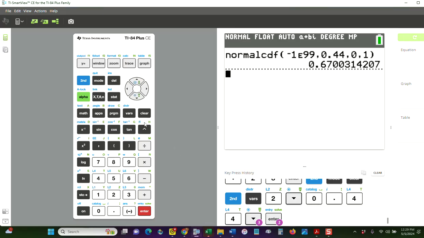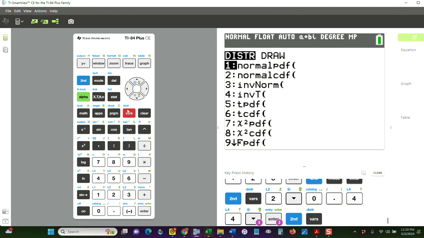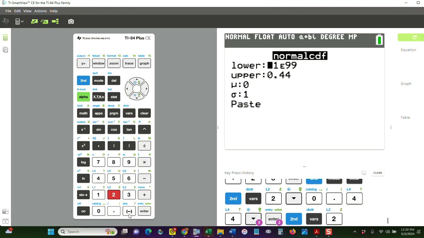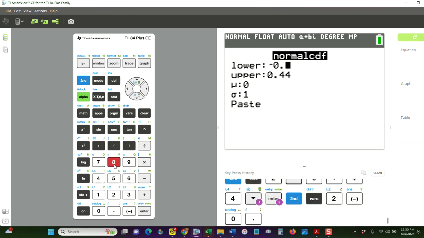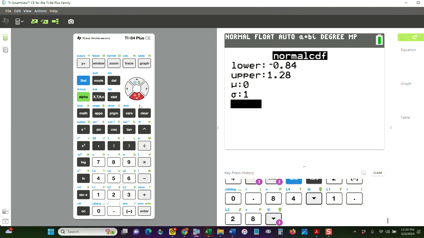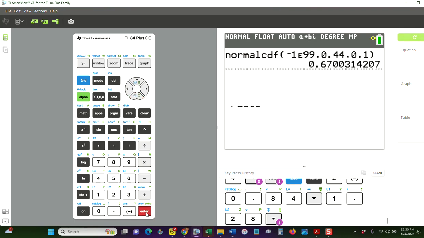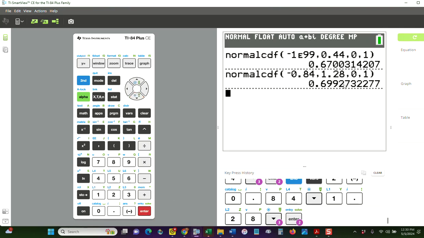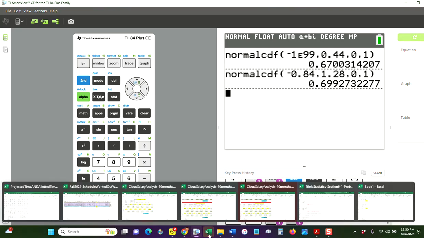And on the graphing calculator, if we wanted to do this, we would go to second vars to get to the distribution menu, choose option 2, and put a lower boundary of negative 0.84 and go up to the upper boundary of 1.28. Again, keep the mean as 0 and the standard deviation as 1 for a standard normal distribution. Paste that, and it will give you the same value of 0.6993 to the closest 10,000th.